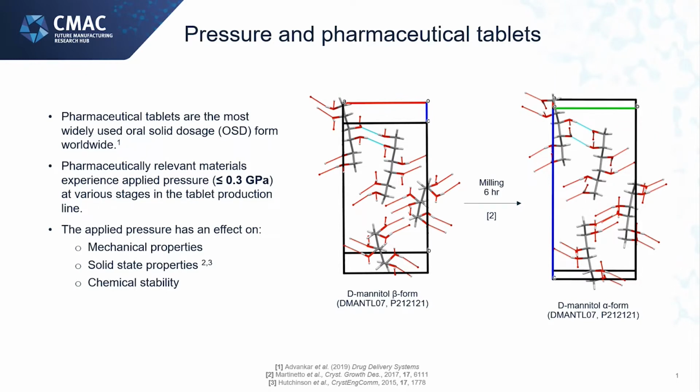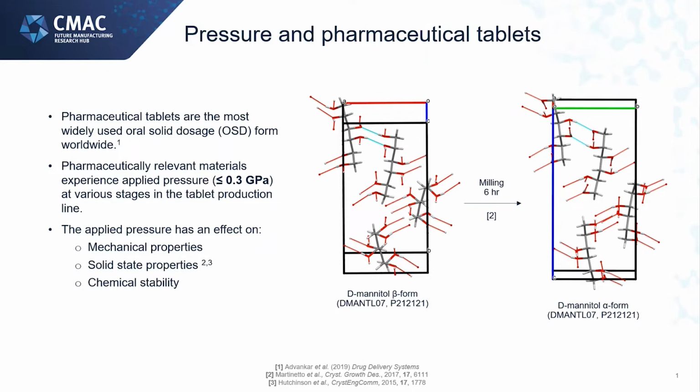During this tablet manufacturing process, at different steps within the production line, a degree of pressure, which might be considered relatively low from a crystallography point of view, up to 0.3 gigapascals, is applied to the pharmaceutically relevant materials. Whilst this pressure is still relatively low, it can have an effect on the properties of the material and the final quality of the tablet, as it can affect its mechanical properties, the solid state properties, and also the chemical stability of the materials.